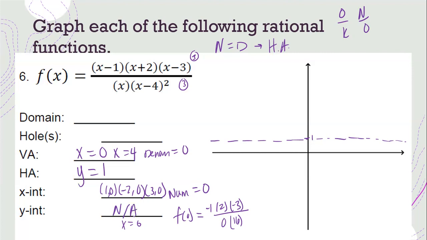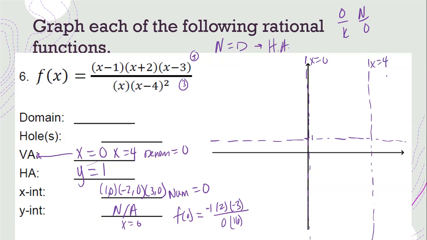So there is not a y-intercept. Which also makes sense because what happens at x equals 0? What do I have? A vertical asymptote. So of course I don't have a y-intercept. I can't touch the y-axis. So I have my vertical asymptote at x equals 0, and I have another vertical asymptote at x equals 4.